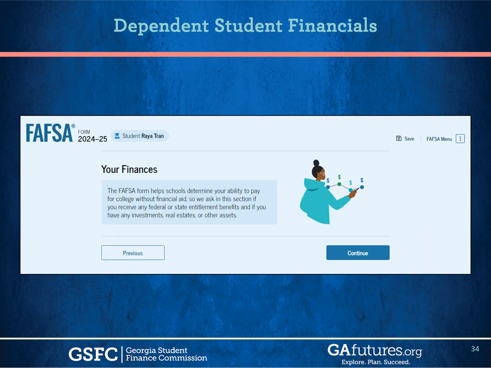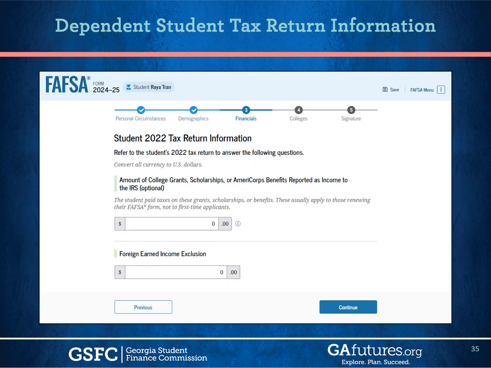Next is the student's financial section of the FAFSA. Please keep in mind that the majority of your financial information is transferred from the IRS directly into the FAFSA. Some of the tax information that is not automatically transferred over are as follows.